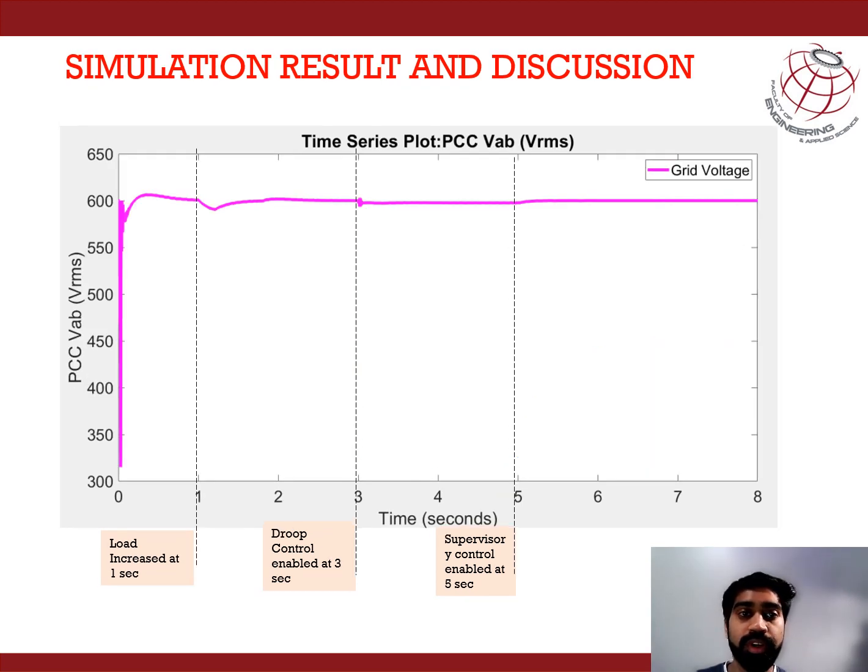From this simulation result, it shows the point of common coupling bus voltage. This is the grid voltage of the point of common coupling, which is maintained at 600 volt, just because of group control and supervisory control when there was an increase in load. So it shows the grid voltage maintained within the set point set earlier.